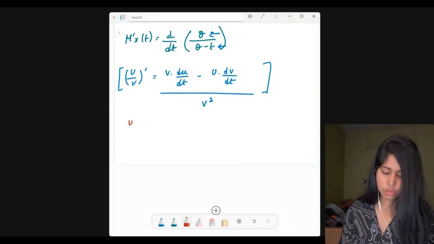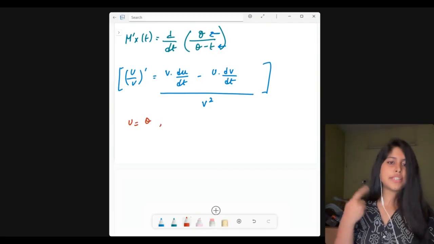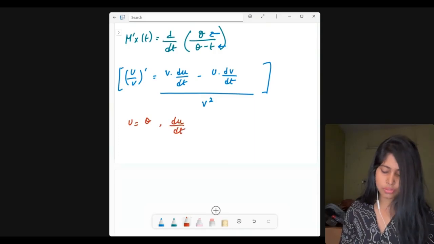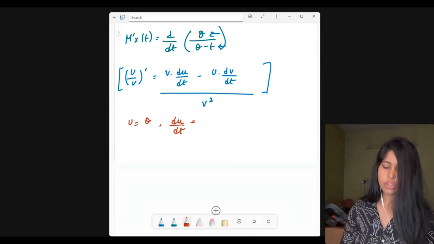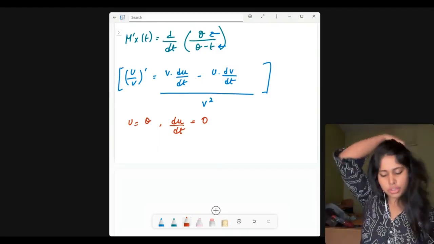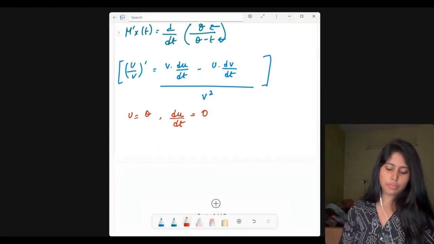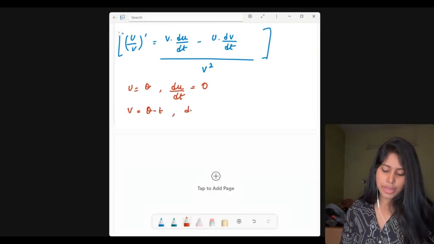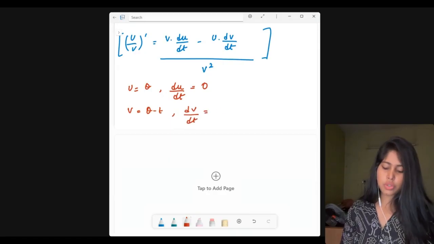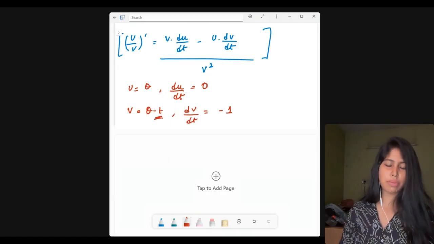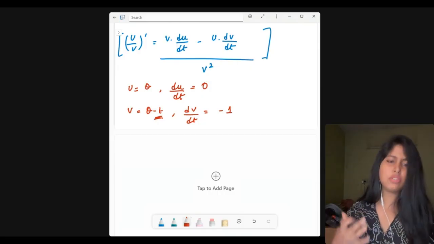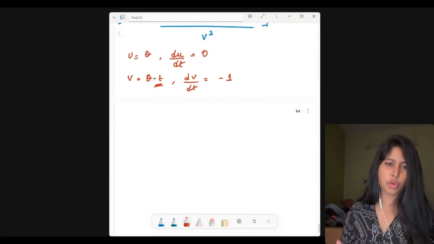It will be u is equal to theta we are taking. Now if I take du by dt here, it is what? 0 only, I'm sorry, 0 only, because it is a constant, right? Now we will come to theta minus t. Now that is v is equal to theta minus t, and therefore dv by dt is equal to minus 1, because from here we are getting minus 1. Theta is a constant and t is also a variable. Theta is a constant, so it is 0, and from here we are getting minus 1. If you know the derivatives, it will be very easy for you to understand what I'm saying.